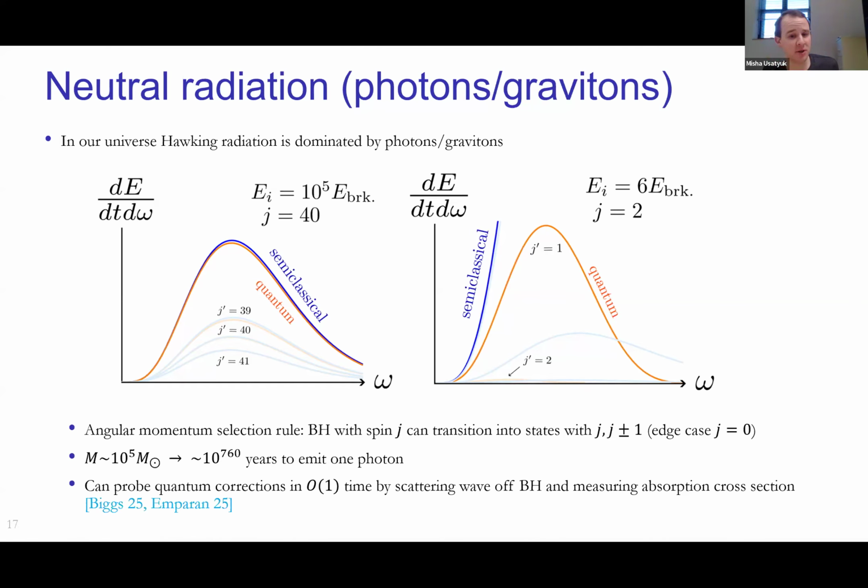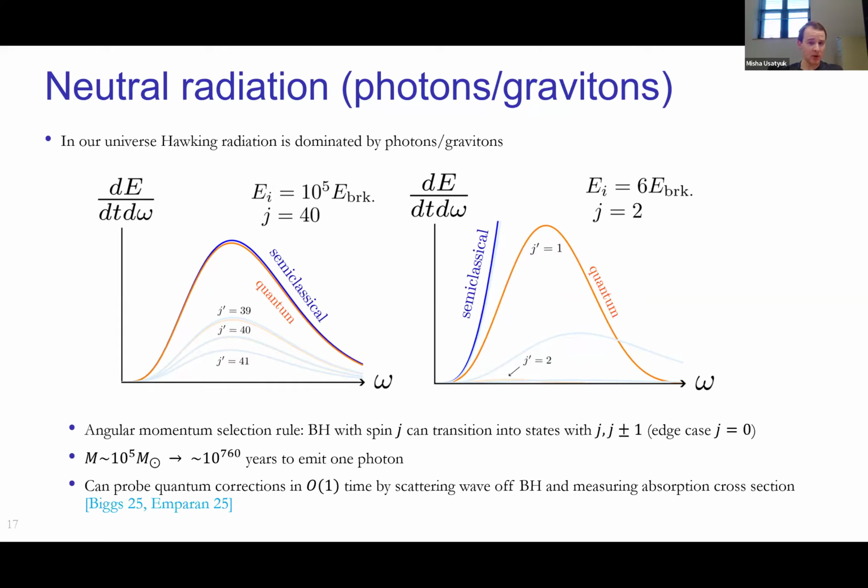So we don't get much of a difference at very large energies above extremality. But when we go to very small energies above extremality, say E_i being 6 times the breakdown energy and the initial spin being 2, we get very large differences from the semi-classical blue curve, similar to the previous slide. And unfortunately, it's hard to understand how big the differences are because I had to cut off the plot because the semi-classical answer just becomes much, much larger than the full quantum answer.